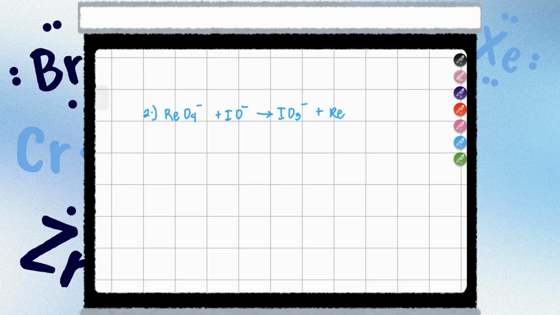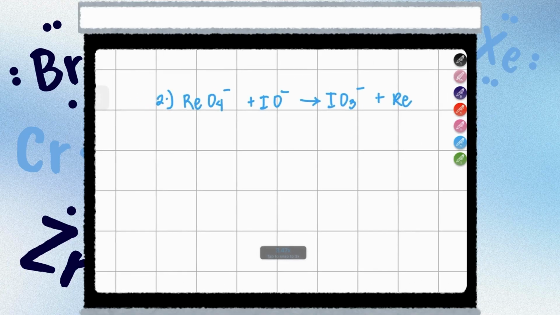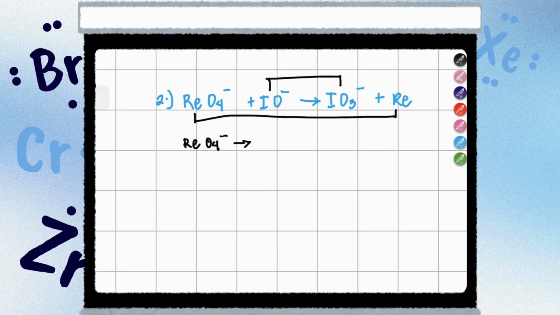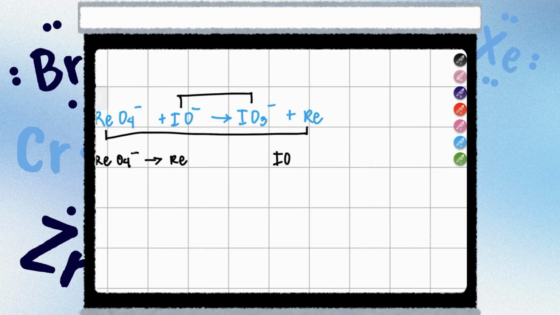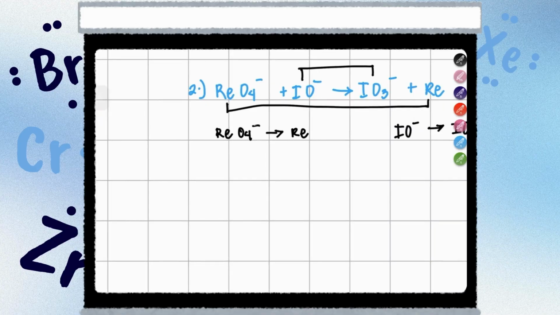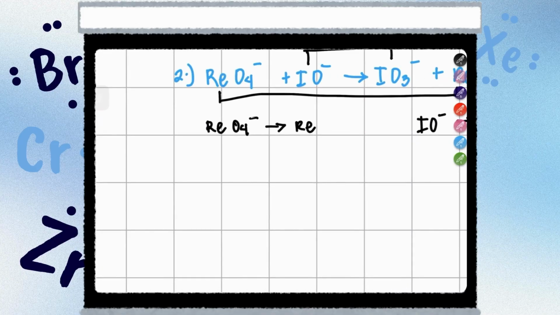So let's do the first step, which is grouping the elements and the compounds. So ReO4 minus, Re, then IO minus and IO3 minus. Then compute for their charges. Re has -8, so +7.